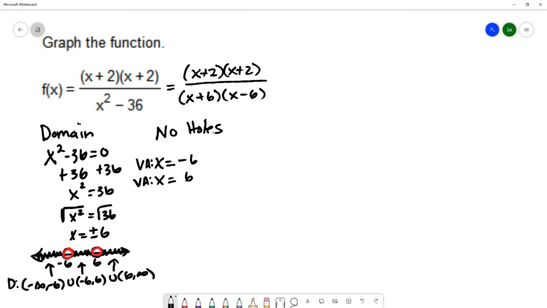Knowing that these are vertical asymptotes tells me that as x approaches -6, y is either going to approach infinity or negative infinity, and as x approaches 6, y will approach infinity or negative infinity. This is very important to understanding how to draw the graph near those spots.